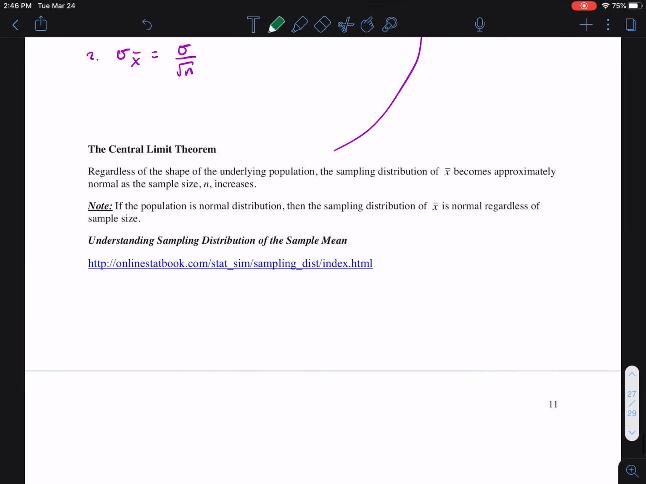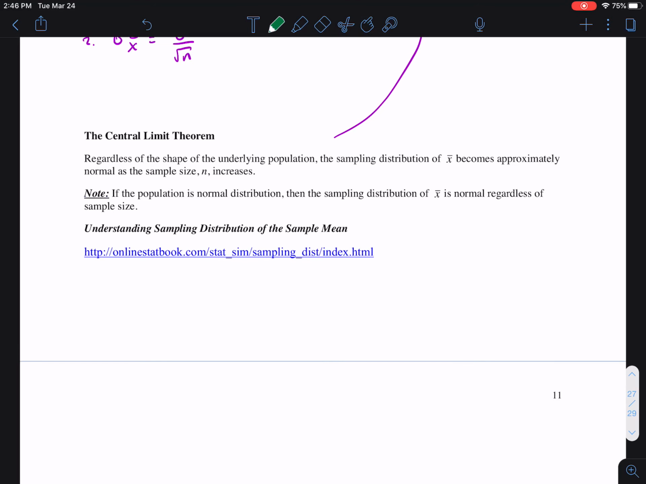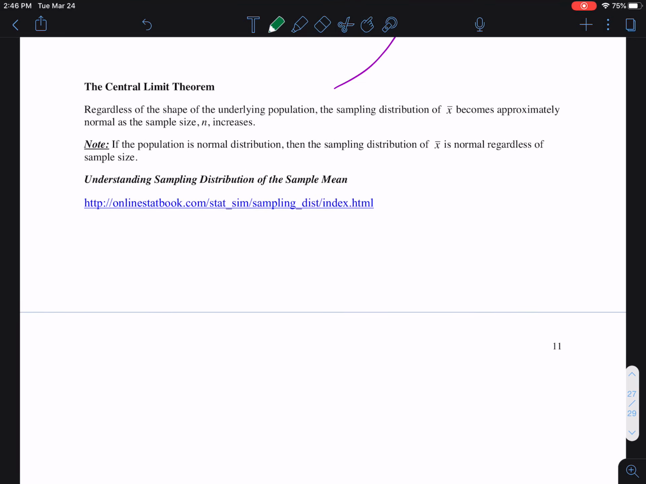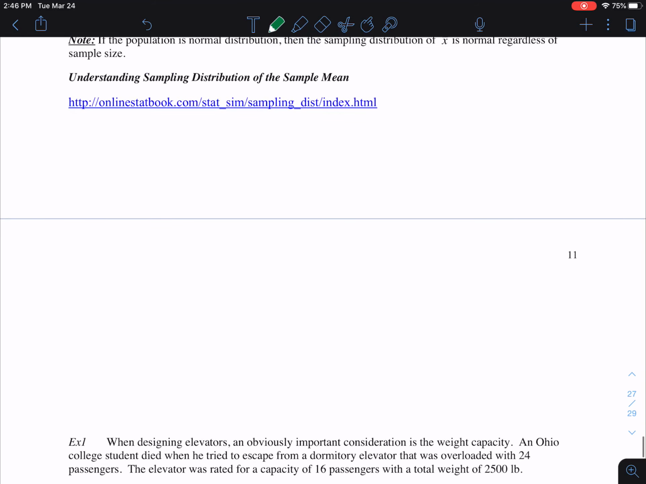Hey guys, in this video I'm going to show you two examples of the application of sampling distribution of sample means, the two results that we can apply from the central limit theorem. In the previous video, we've seen these two results already. I'm going to go ahead and restate them here.